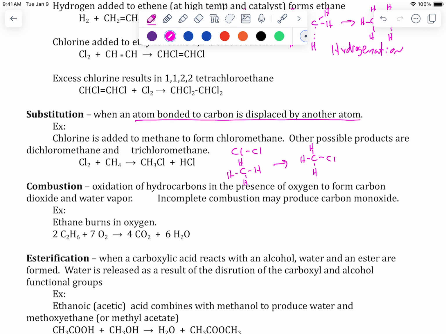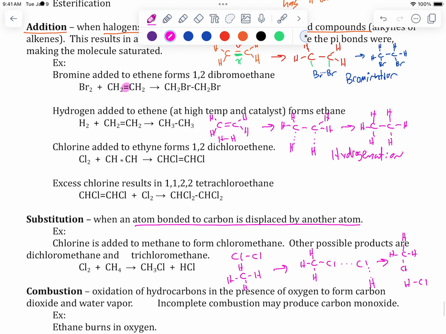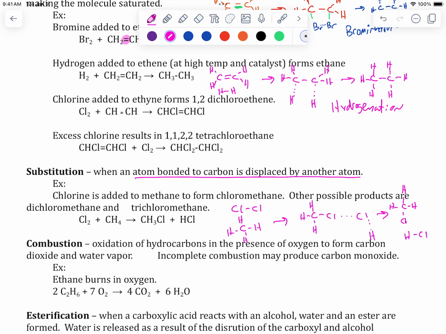formation of HCl and what we call chloromethane. This is substitution. There's no pi bonds involved. These are all regular alkanes. All right, one atom went in, one atom went out, and fundamentally the difference between these two is that one of them involves the pi bonds, one of them does not. Okay.